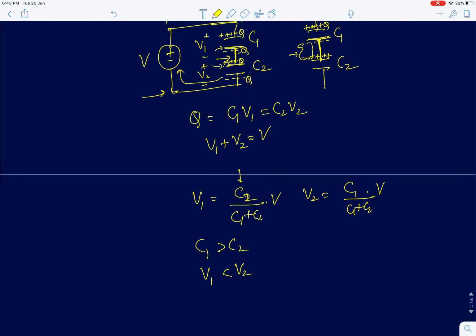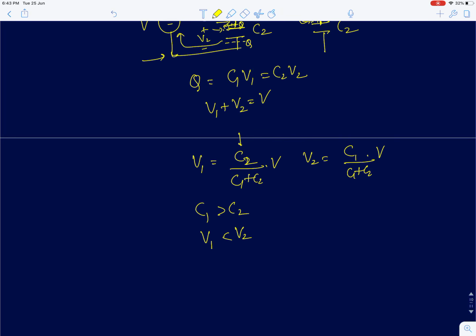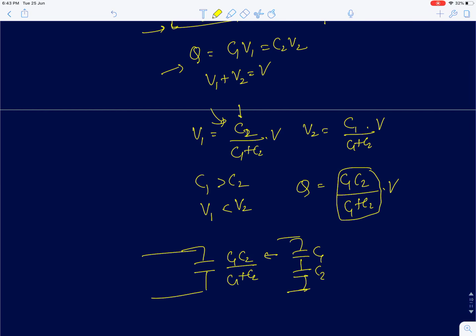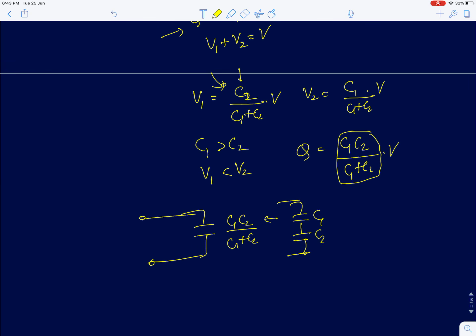Now we can also treat this as a single capacitor. If you take one of these equations and replace V1 with this expression, I will get C1 C2 by C1 plus C2 into V. Now I can analyze this series combination as a single capacitor of value C1 C2 by C1 plus C2. The series capacitors C1 and C2 can be modeled as a single capacitor of value C1 C2 by C1 plus C2. And again, these are all well known results.